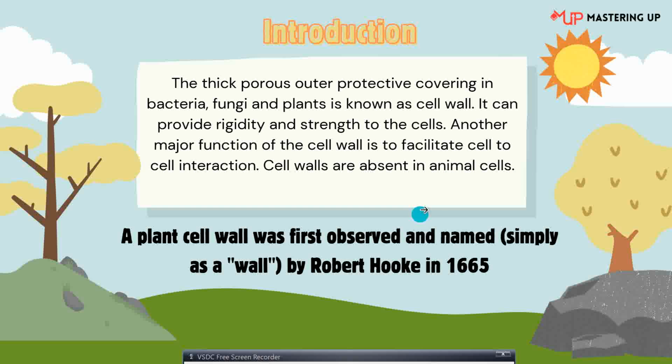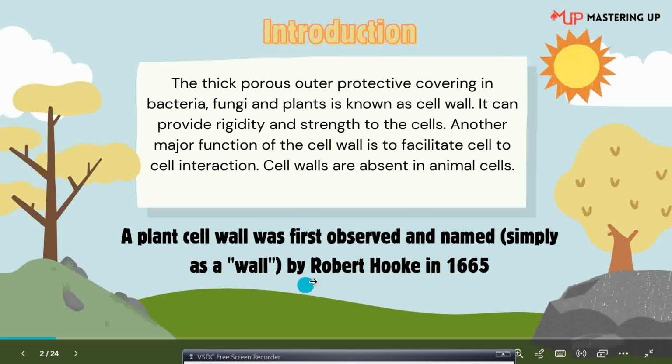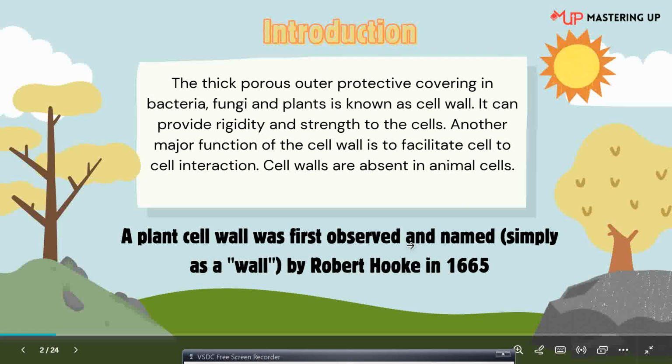And coming to a short history about the cell wall, the plant cell wall was first observed and named simply a wall, okay. So the first observation of the cell wall, it was first simply named as a wall, and it was observed by Robert Hooke in 1665.